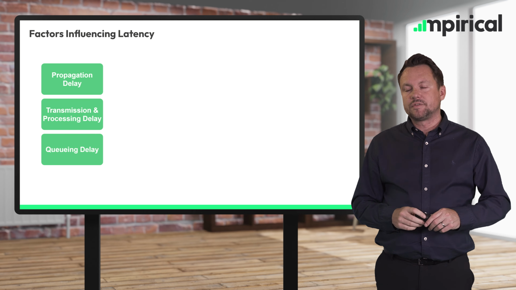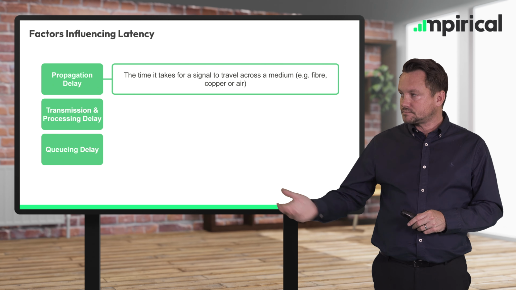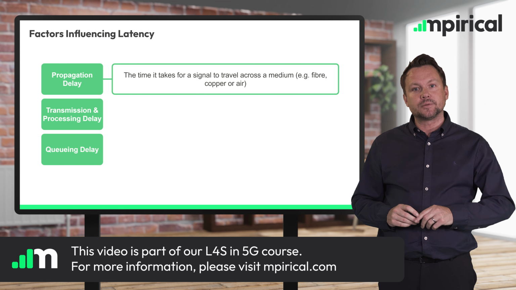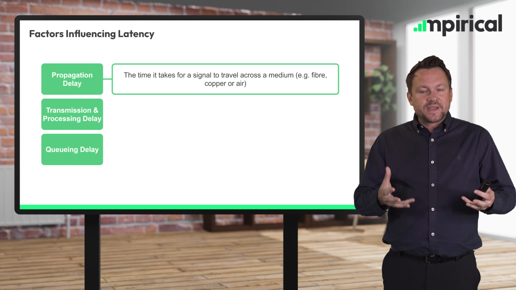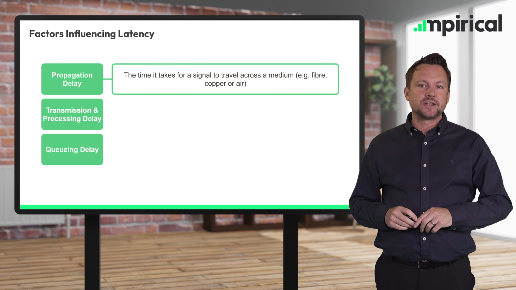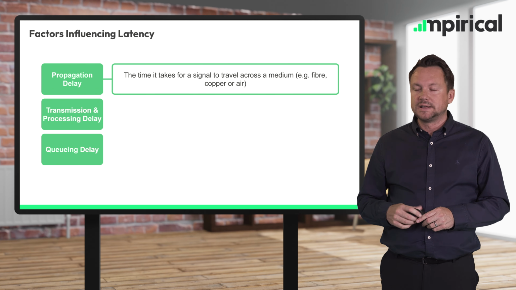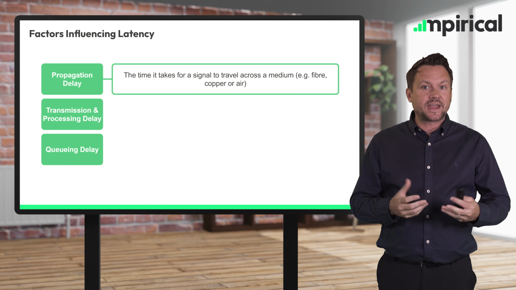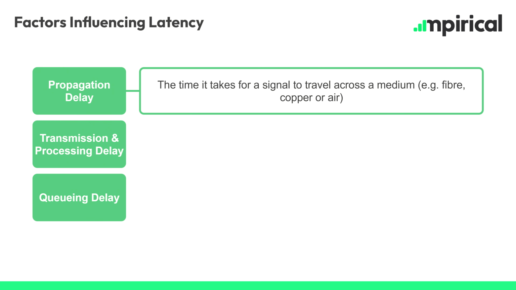Now, there are several factors that do influence latency. So we've got propagation delay. This is the time it takes for the signal to travel across a particular medium. So even across high-speed fibre optic links, this will be influenced. There are transmission losses and transmission delays based on the distance that the data needs to cover. So with propagation delay, this could refer to fibre, it could be a copper cable, or of course with mobile networks, it could be an air interface.